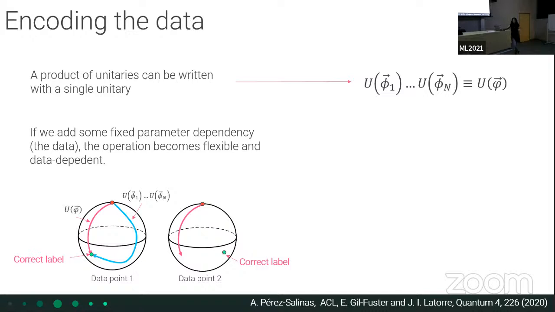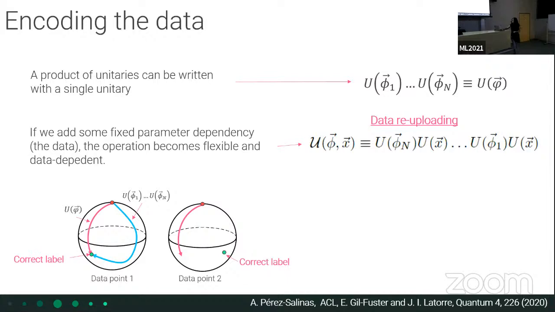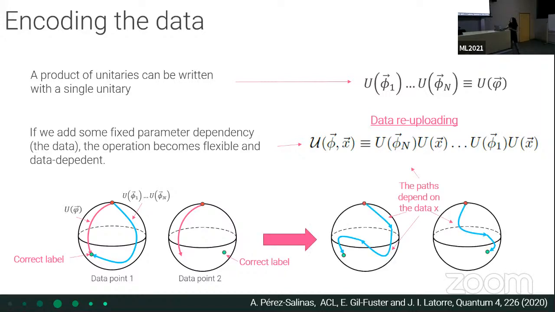So we need to add some plasticity, some dependency on the parameters as we have in standard neural networks in the end. So that's why we use the data reuploading strategy, which in the end is a feature map. So we need to find a way to encode the data into our quantum circuit. And a way to do that is just repeating the layers of encoding over and over. So the idea is this thing. So our path around the Bloch sphere depends on the data.